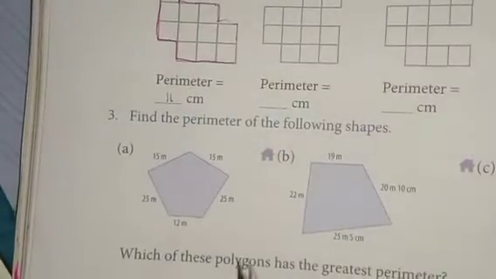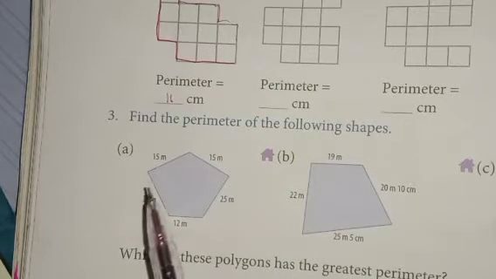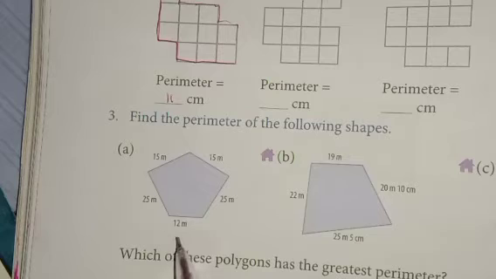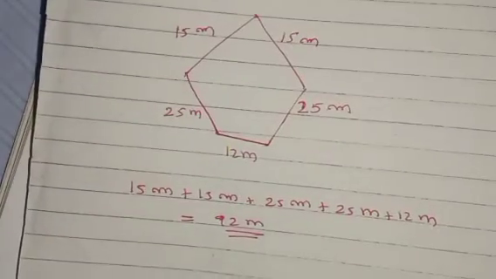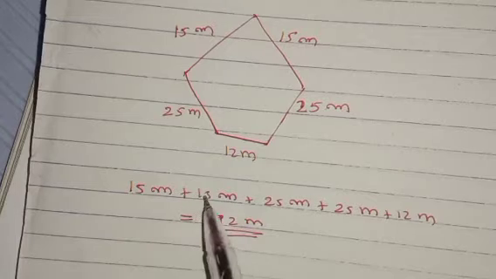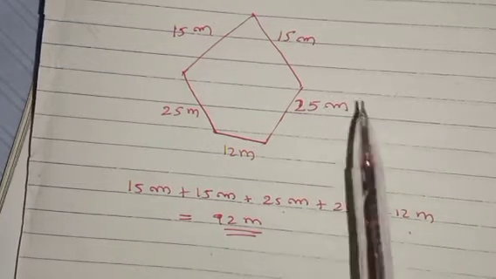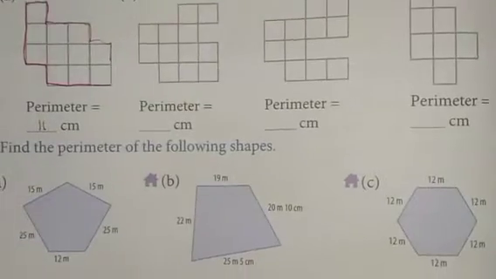Next, we can find out the perimeter of the following shapes. The first one is a closed figure. Find out the perimeter of this picture. There is 15 meter, 15 meter, 25 meter, 12 meter and 25 meter. You can add all these numbers: 15 meter, 15 meter, 25 meter, 25 meter and 12 meter. So the perimeter of this picture is how many? 92 meter.